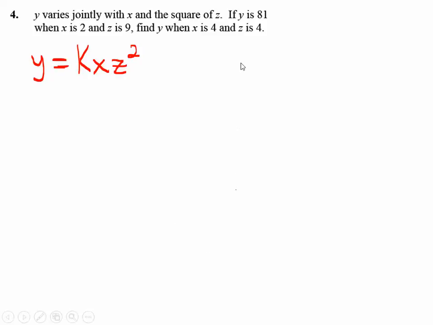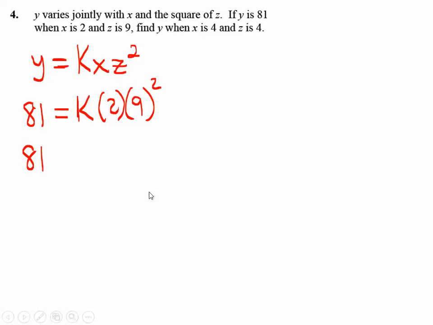Alright, I'm going to plug in some stuff here. So if y is 81, hey, that's kind of weird, we know what y is this time. X is 2, and then z is 9. All that put together, I've got to figure what the k value would be. That's going to be 81 over here. 9 times 9 is 81. 81 times 2 would be 162.